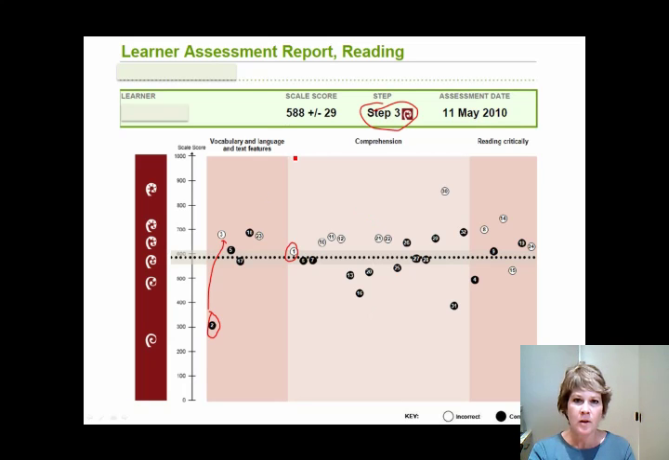You'll notice that there's a scale score on the assessment as well. The next section of this module will look at interpreting that scale score, what it means, and what we can take out from that, and also we'll look at how the learner is located on the report.